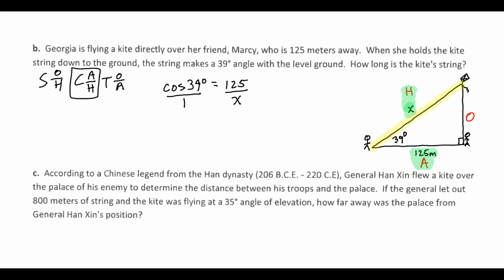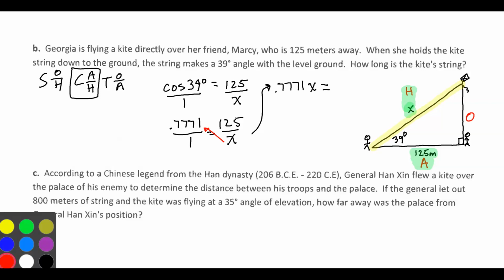And then let's find the cosine of 39, and we always want to do 4 decimal places, so that's 0.7771 over 1 is equal to 125 over x. Now we're going to cross multiply. So I'm going to multiply up this way. I have 0.7771 times x equals, and then I'm going to multiply up the other way.